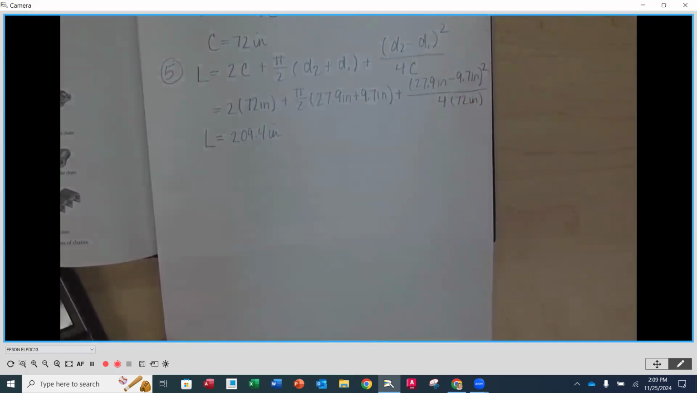Anybody else get the 209? It looks like we've got it confirmed a couple times in here with one difference. 204.2. Is that what you got too, Aaron? Yeah. Okay, I'm going to try mine again.